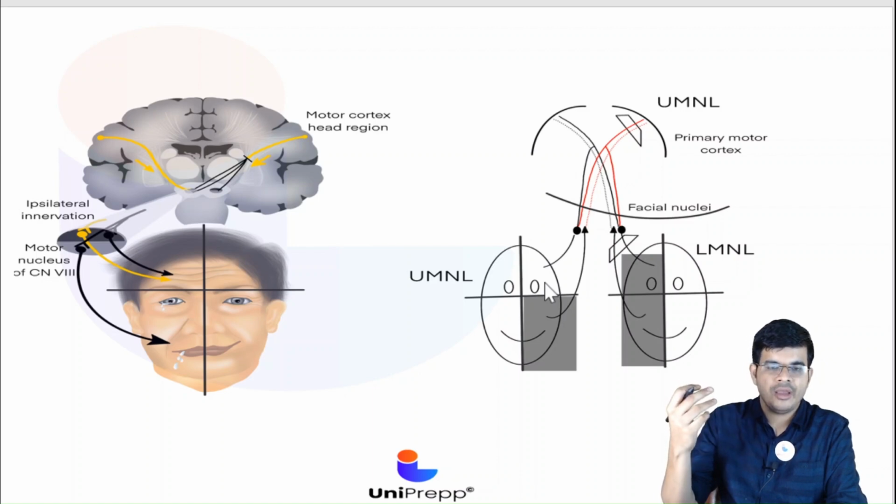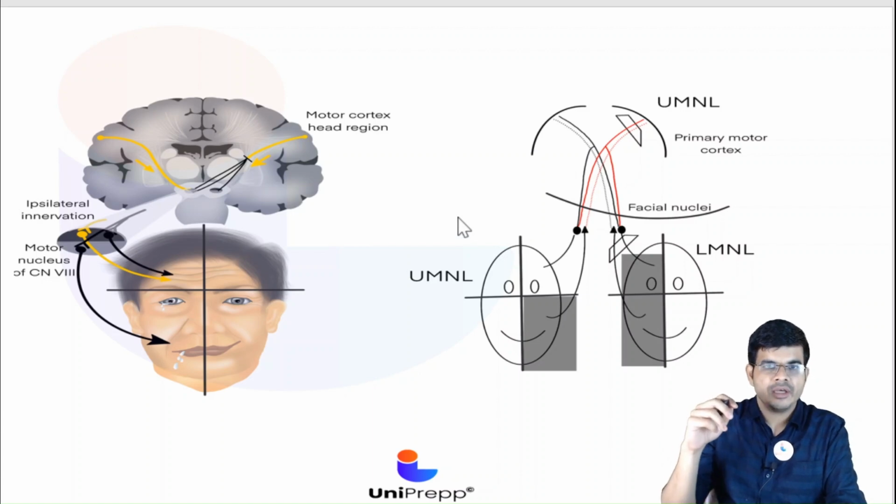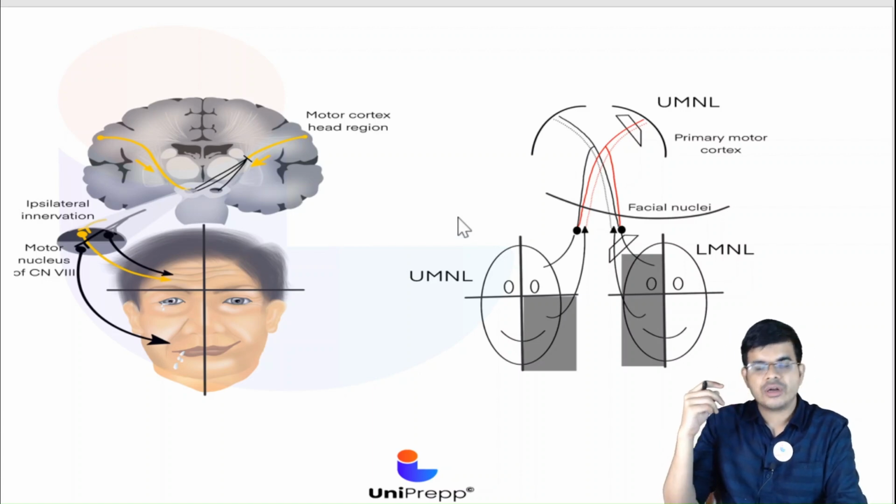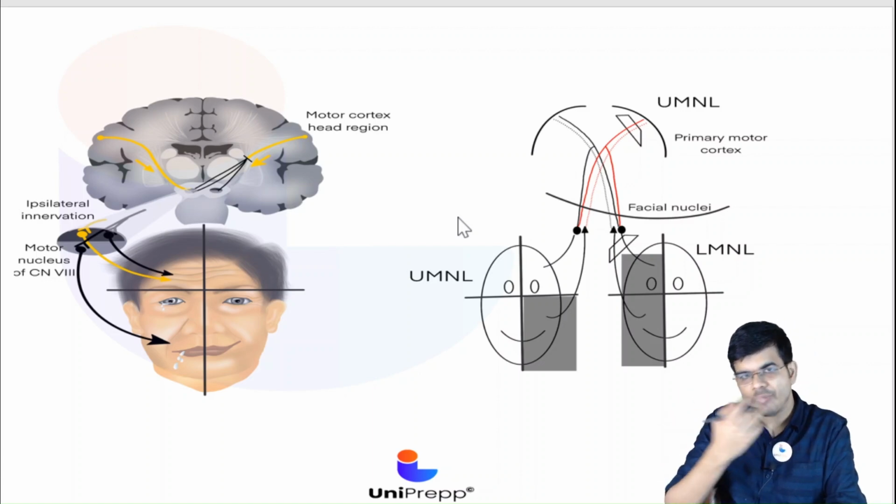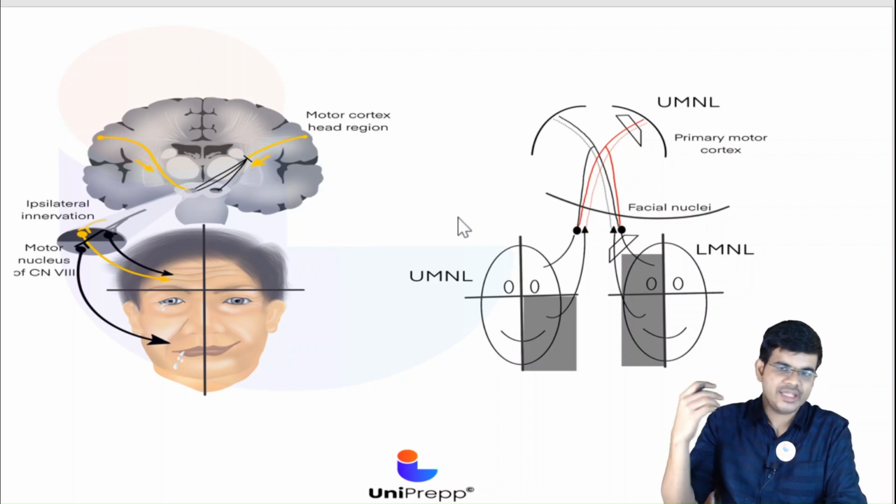So that is the reason why in case of UMN lesion, the frowning is actually spared. He can frown, but the angle of mouth will be deviated to one side. The reason is because of the bilateral representation.